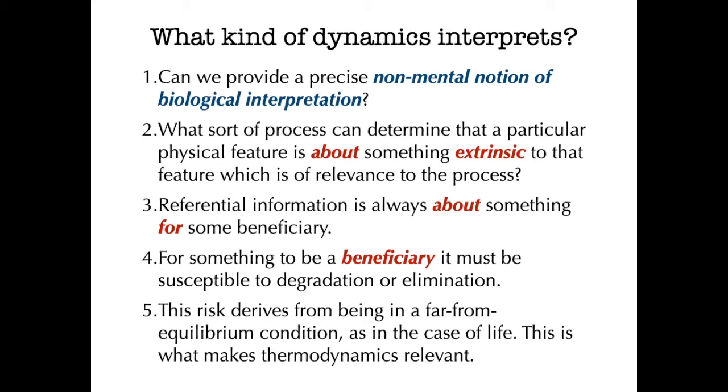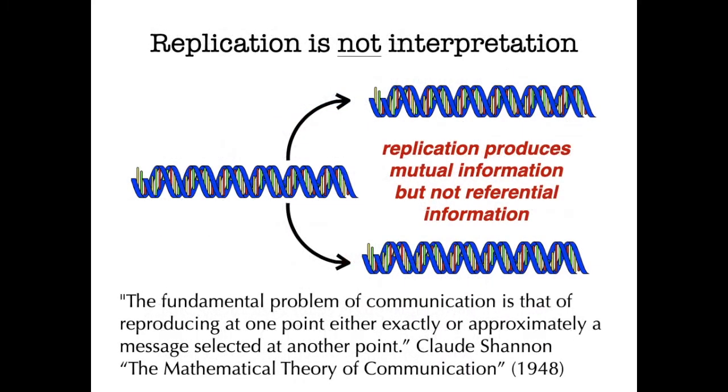And keeping in mind that referential information is always about something for some beneficiary. And for something to be a beneficiary, it must be susceptible to degradation or elimination. This risk derives from being far from equilibrium, as in the case of life. And this is what makes thermodynamics relevant. The concept of biological information has unfortunately become confused by a tendency to reduce the process of living to replication and to reduce genetic information to nucleotide sequences.